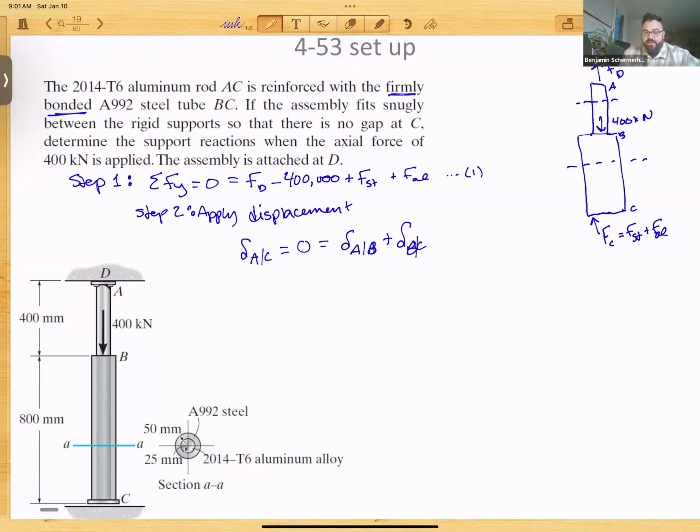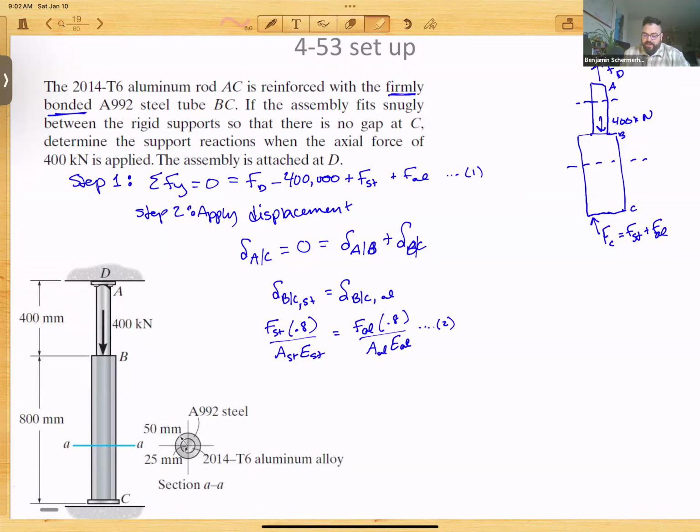We can say that if the steel and the aluminum are firmly bonded to each other, they're going to displace the same amount. So this becomes kind of our third equation that we're going to be able to use. So the displacement in BC for the steel is going to be equal to the displacement in BC for the aluminum, which means that we're going to have F steel times 0.8 for that length over the area of steel times the modulus of elasticity for the steel. That has to be equal to the force for the aluminum times 0.8 over the area of the aluminum times the modulus of elasticity for our aluminum. So this becomes our second equation here.